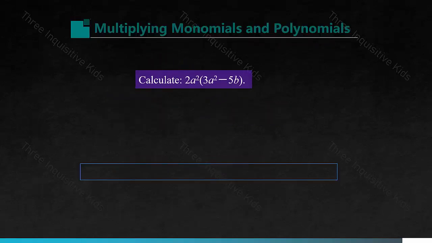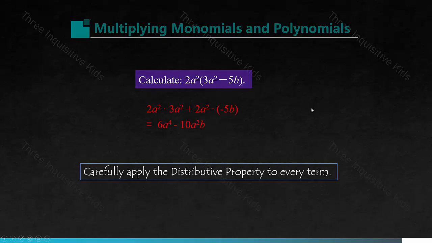So we're going to be starting off with this expression to simplify, and I hope you'll first give it a try yourself. So we first bring that 2a squared to these two different terms in this polynomial, and that will give us 2a squared times 3a squared plus 2a squared times negative 5b, which equals 6a to the fourth power minus 10a squared times b. Carefully apply the distributive property to every term.